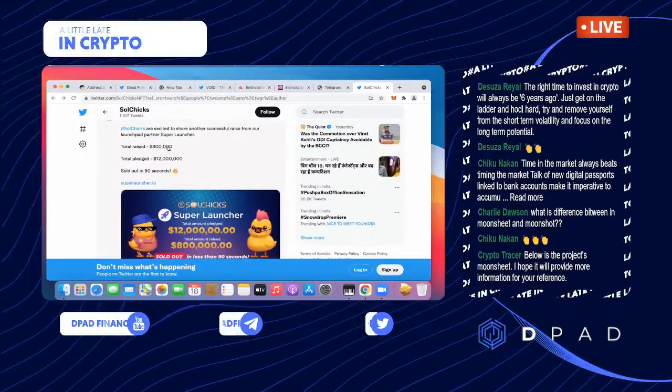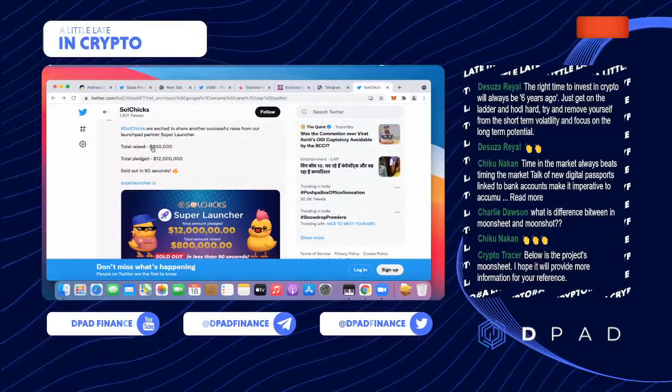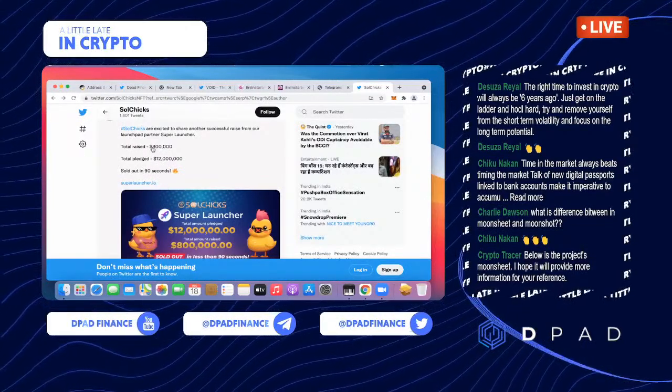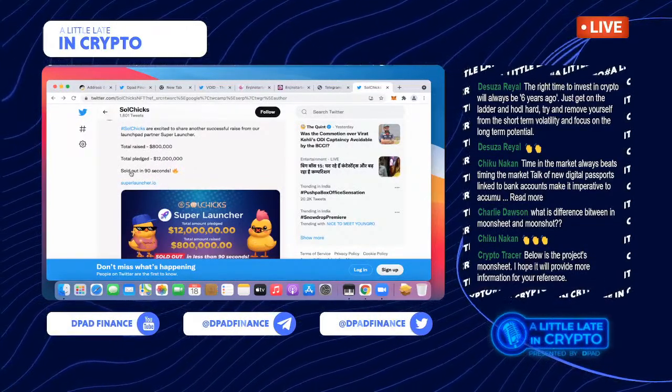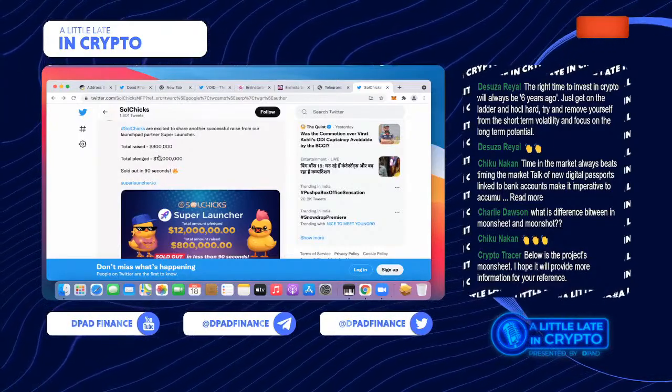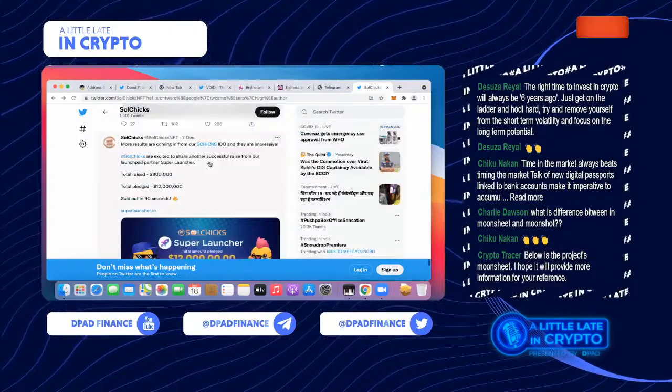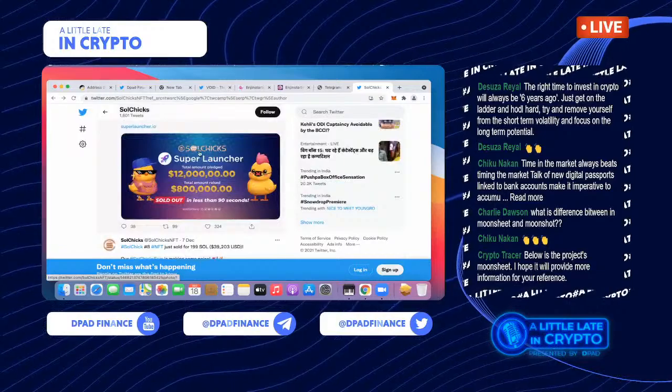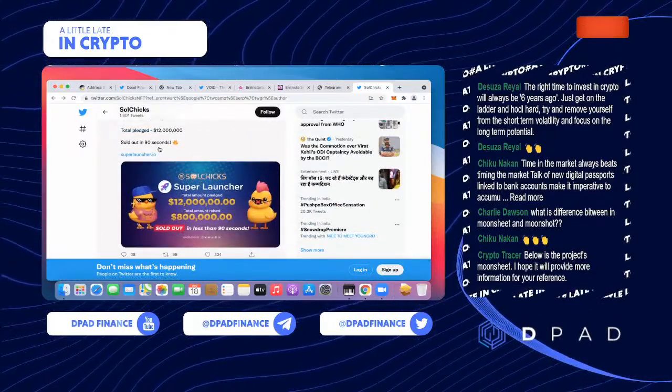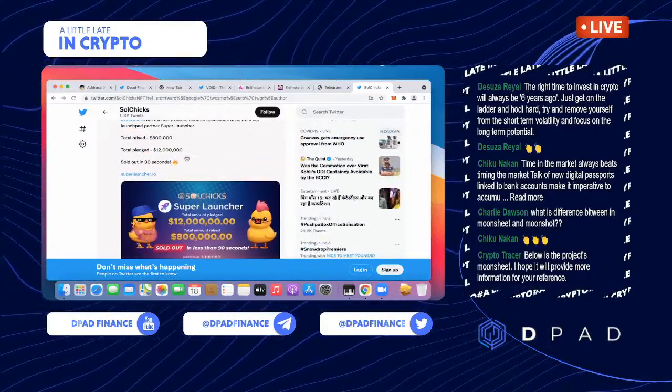So even to reach 800K from one launchpad, even though they had so many launchpads, it took almost 90 seconds only, even on Super Launcher. To reach even 800K, they took only 90 seconds.